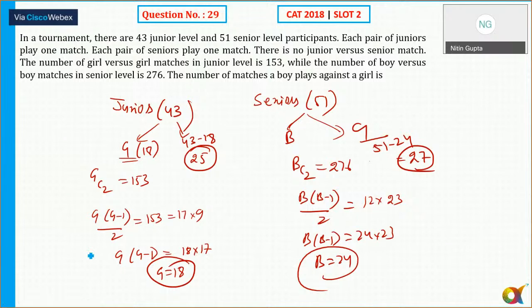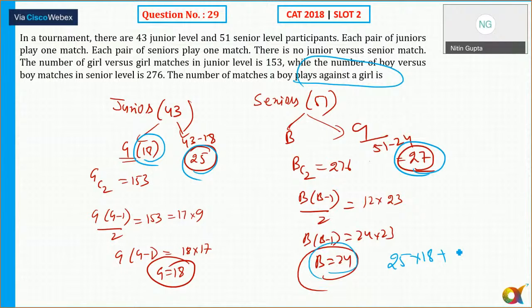Now the question is the number of matches of a boy versus a girl. So in the junior level, there are 18 girls and 25 boys. So the total number of girls versus boys is 25 into 18. Plus in the senior level, there are 27 girls and 24 boys. So the total number of boys versus girls is 24 into 27. Solve this, it comes out to be 1098. So the correct answer is 1098.